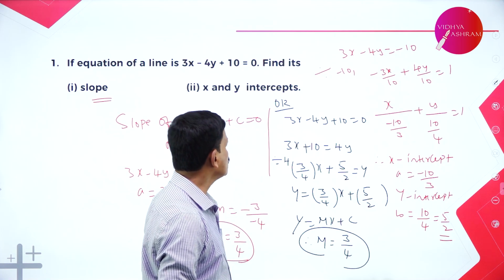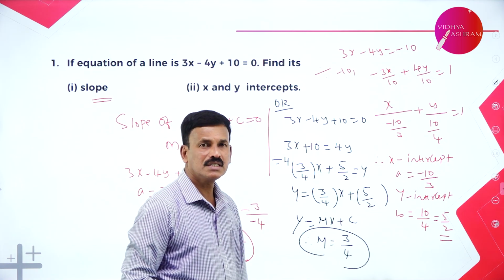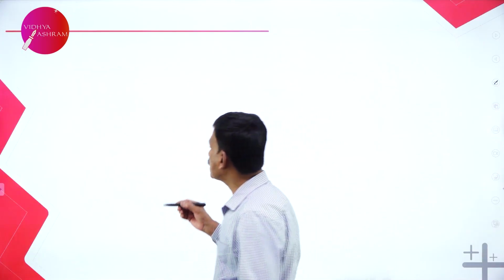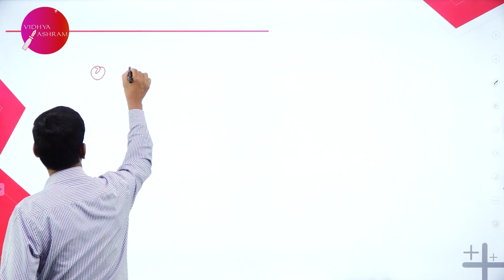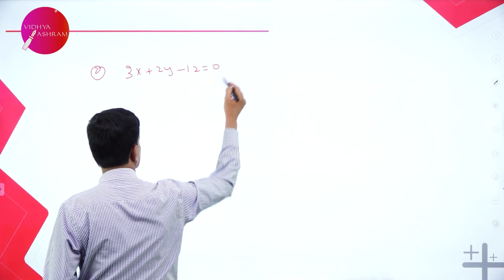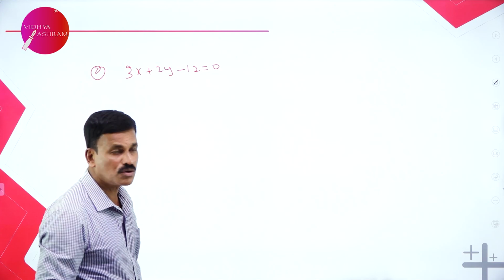So, the x intercept is minus 10 by 3 and the y intercept is 5 by 2. That's it. Okay. Now, let us take one more example. Another example, 3x plus 2y minus 21 is equal to 0. Now, let us find out the slope for this.